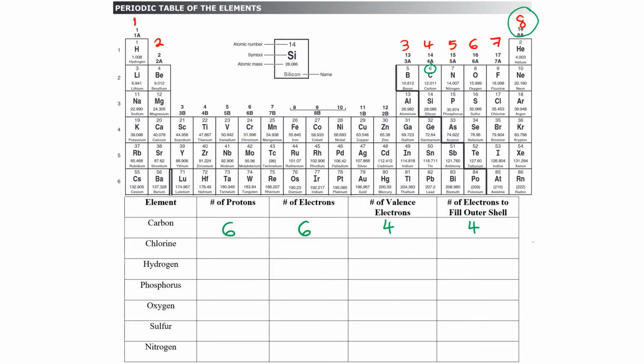Now we have chlorine. Chlorine has 17 protons, 17 electrons. Valence electrons is 7, and it only needs 1 more to be stable. Hydrogen. Hydrogen has 1 proton, 1 electron. It has 1 valence electron, and to be stable, the closest noble gas to it is helium, and helium has 2, so it just needs 2 electrons to be stable.